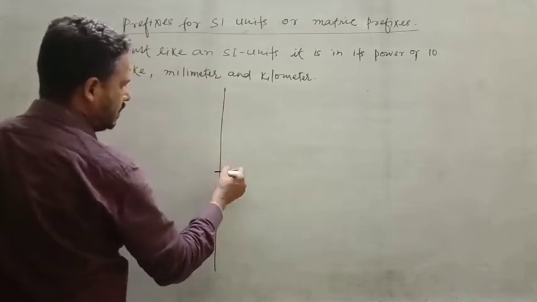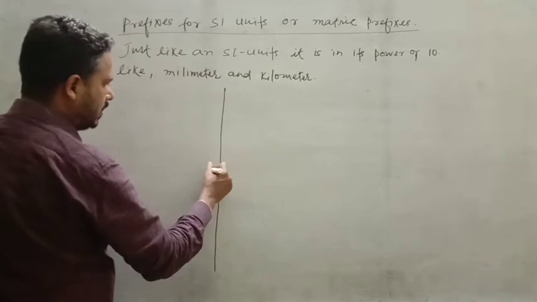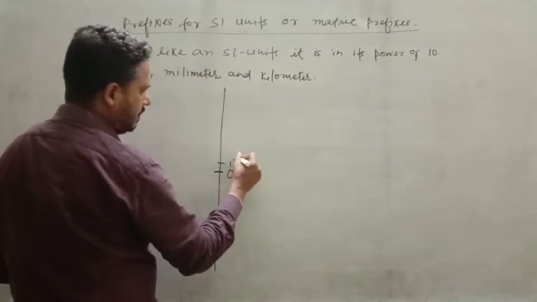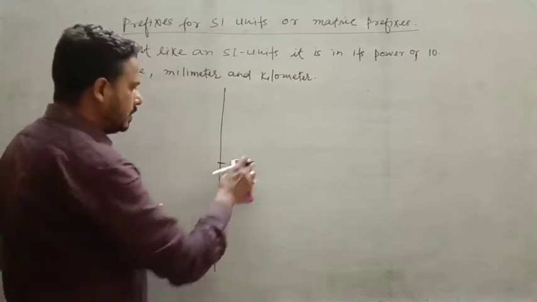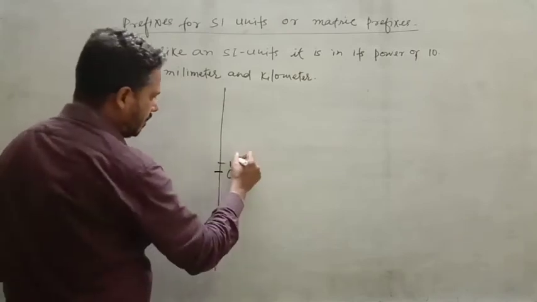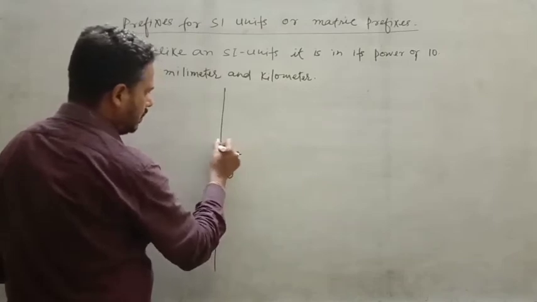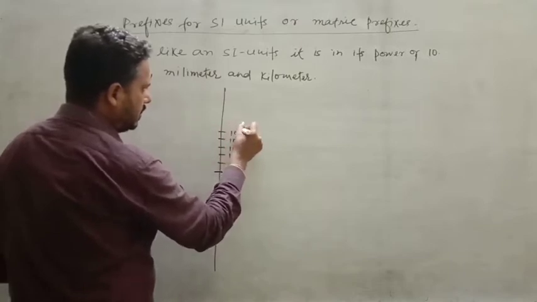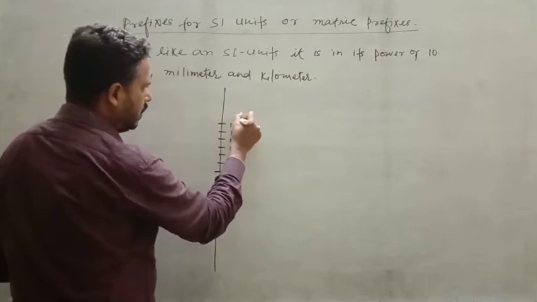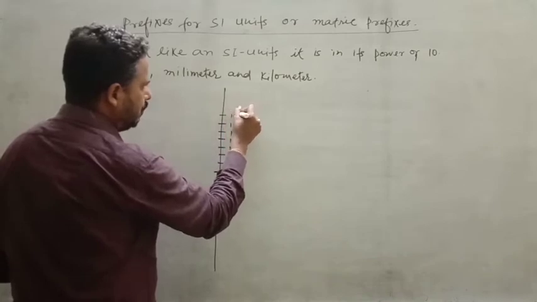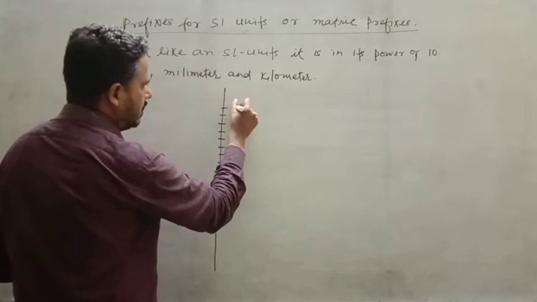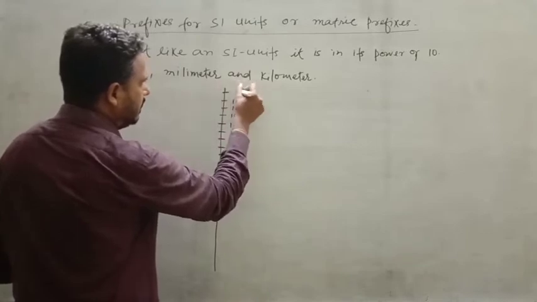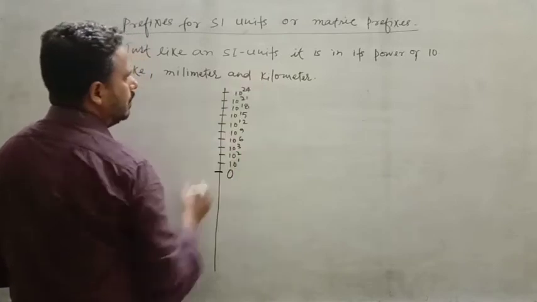So what we are seeing, suppose we are starting from 0. 0 is there, and from here: 10 raised 1, 10 raised 2, 10 raised 3, 10 raised 6, 10 raised 9, 10 raised 12, 10 raised 15, 10 raised 18, 10 raised 21, and then 10 raised 24.